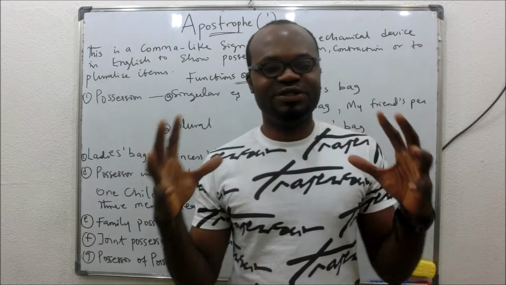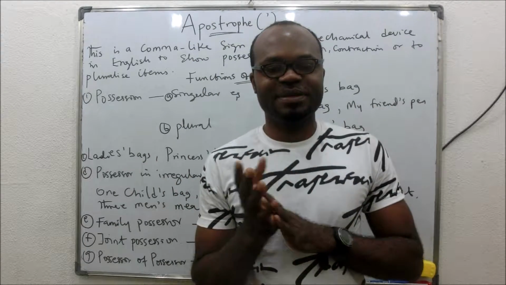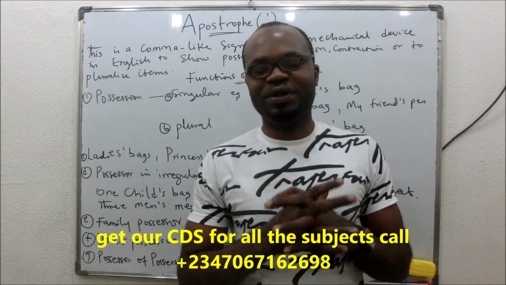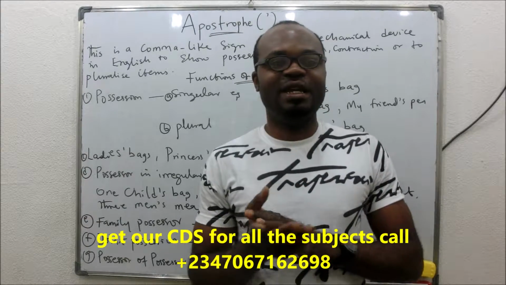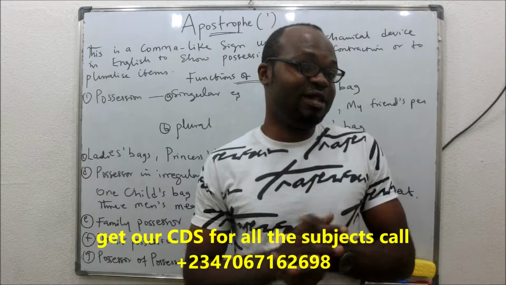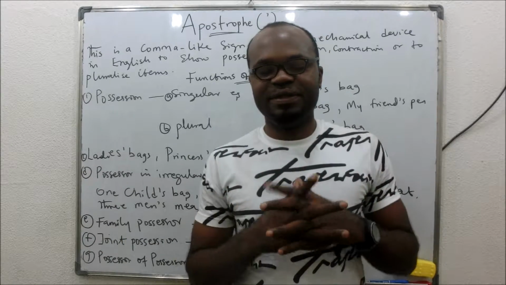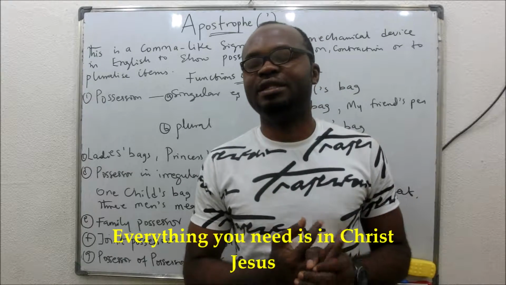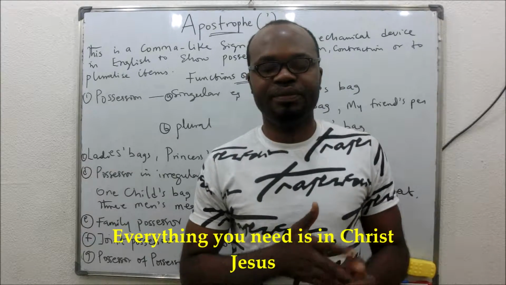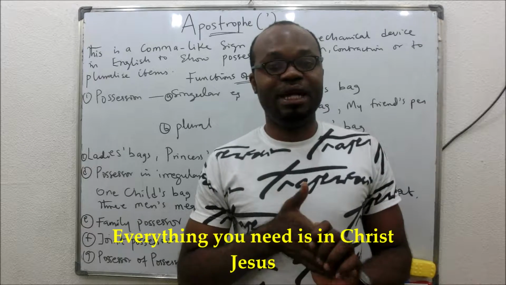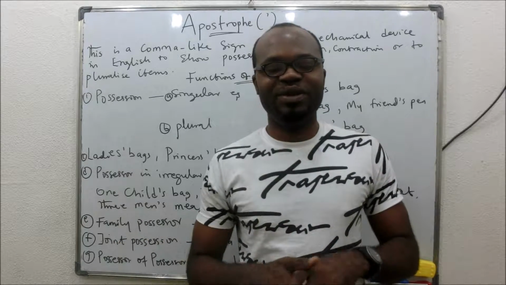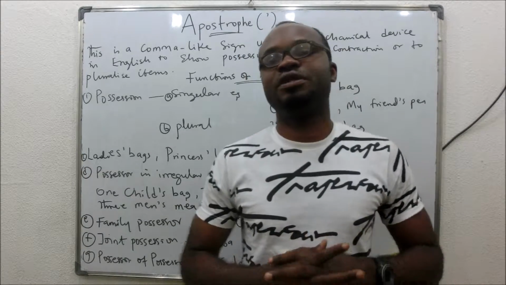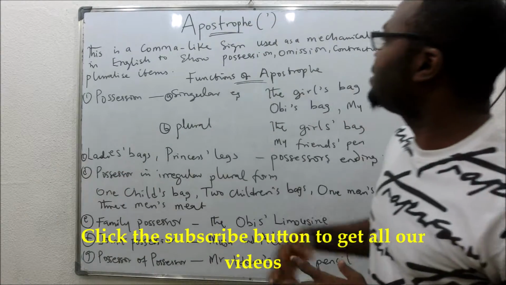Apostrophe is that comma-like sign that you can use to show position, contraction, omission. You can use it to show many things. That's what we're going to be looking at. It's actually a mechanical device in the English language that you can use to show position. Today we're going to be looking at the function of position that is exhibited by apostrophe critically. Then in subsequent classes, we're going to be looking at other functions of apostrophe. So let's look at apostrophe.